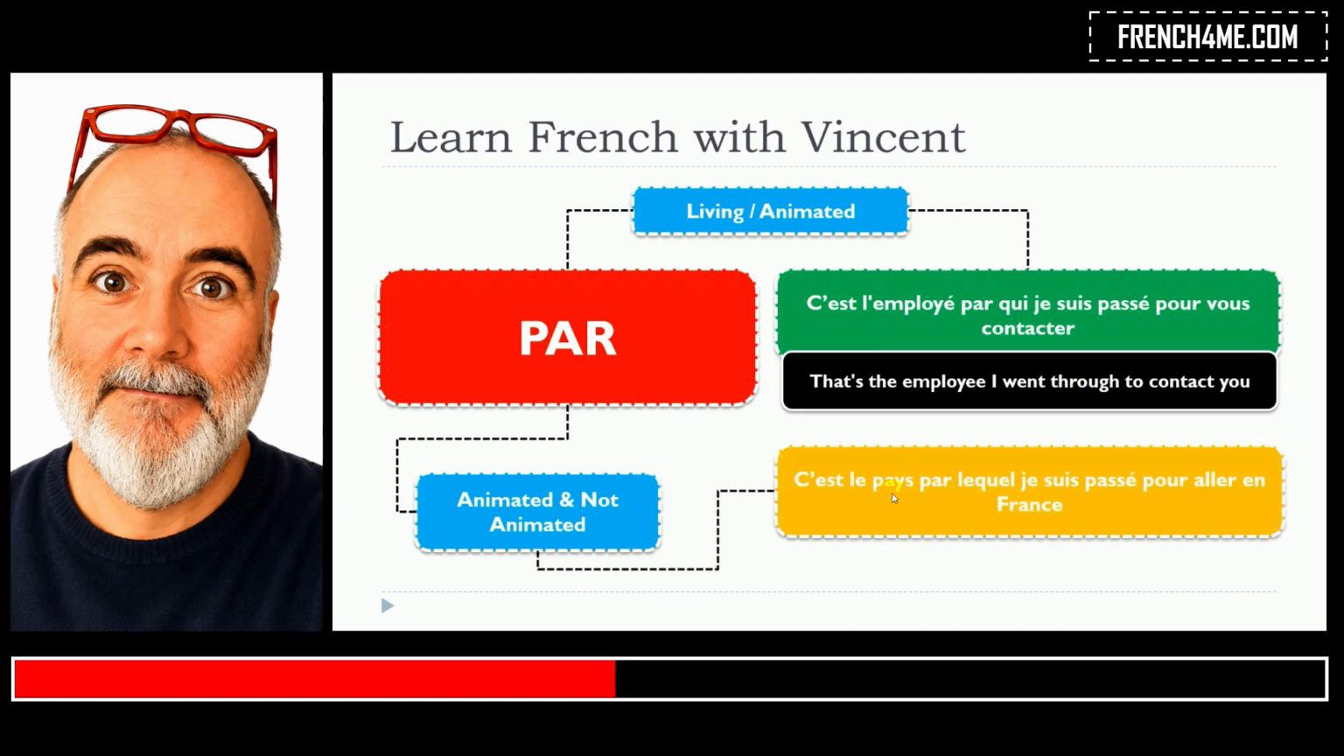C'est le pays par lequel je suis passé pour aller en France. So in that situation, le pays, masculine singular word, we put the preposition par, then we put the pronoun in the masculine singular form, lequel. C'est le pays par lequel je suis passé pour aller en France.